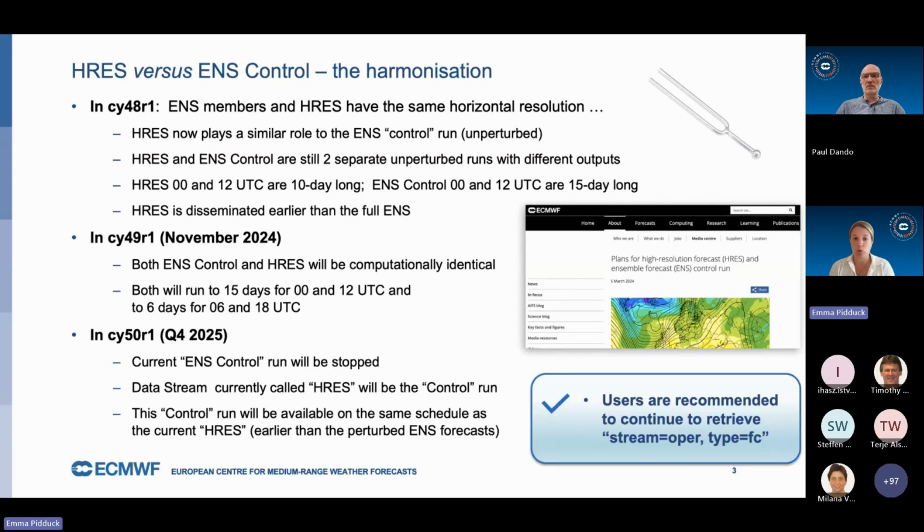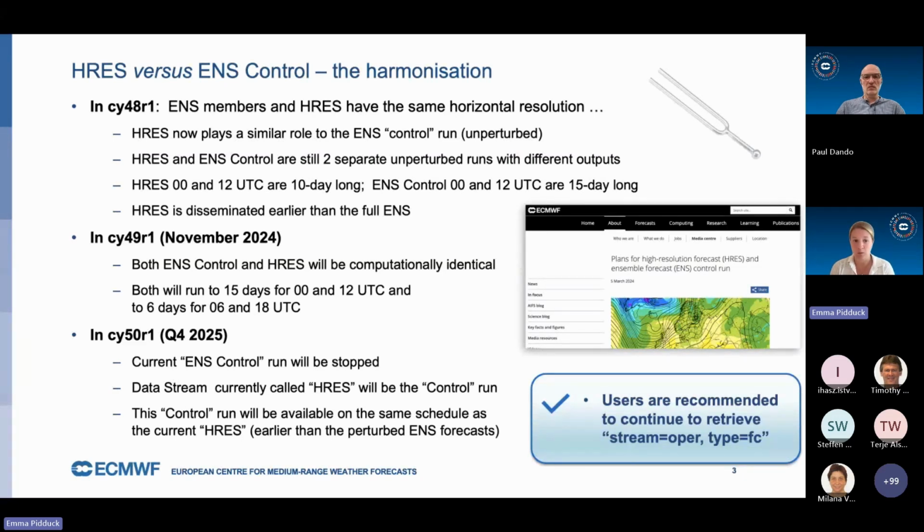The high-res 0 and 12 runs are 10 days long, and by comparison, the ensemble control is 15 days long for the 0 and the 12, and the 6 and 18 runs are slightly shorter for both. And the high-res is disseminated earlier than the full ensemble.